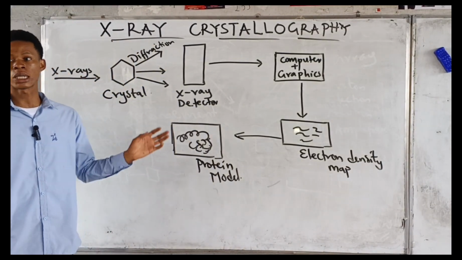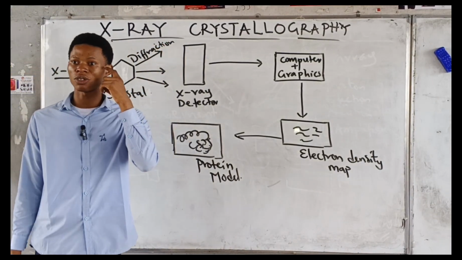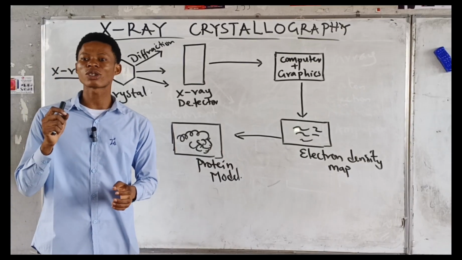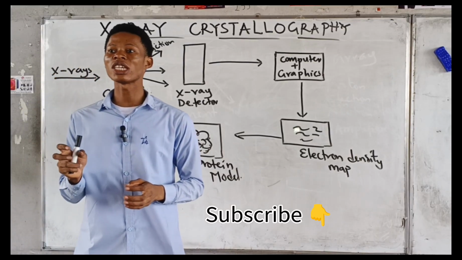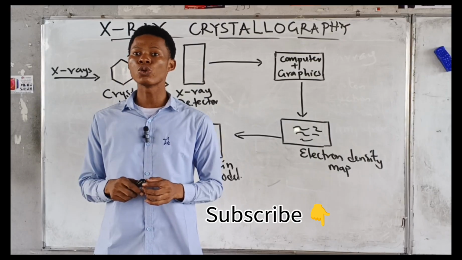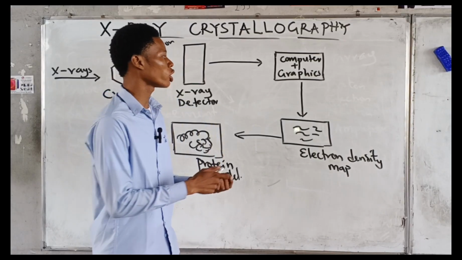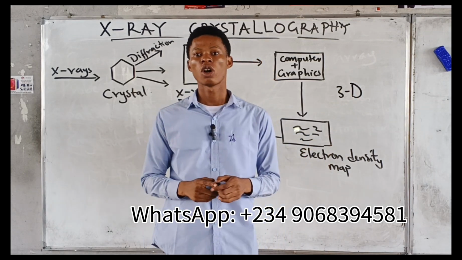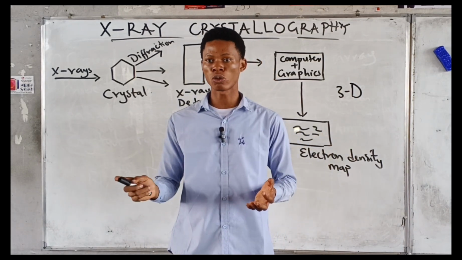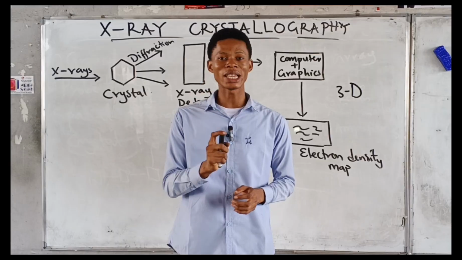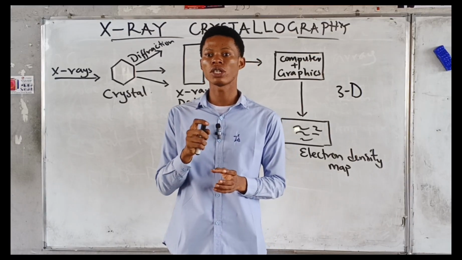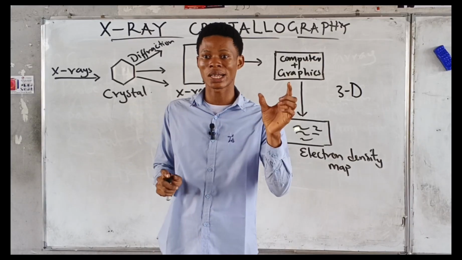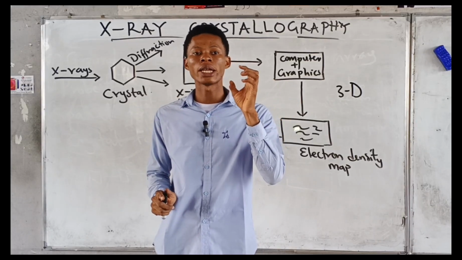Alright, we are going to be looking at X-ray crystallography. X-ray crystallography is a technique that is used to determine the three-dimensional structure of proteins and other biomolecules. So the underlying word here is that X-ray crystallography is used to determine the what? Three-dimensional structure of crystals. There's a rule there.